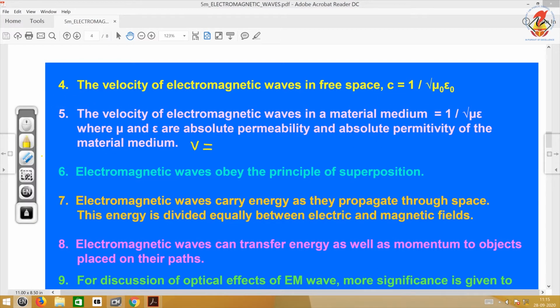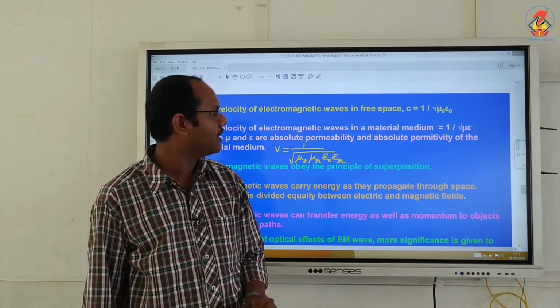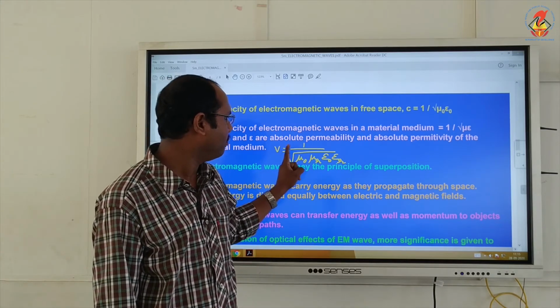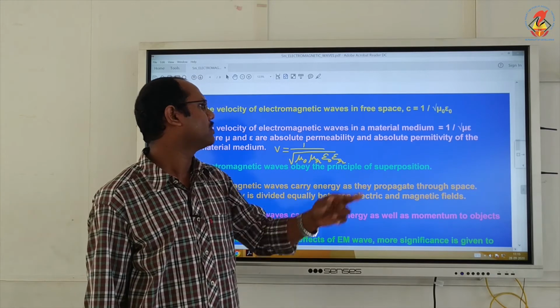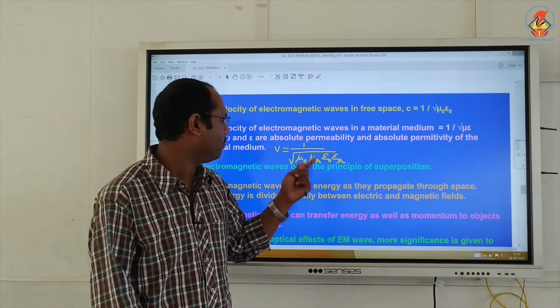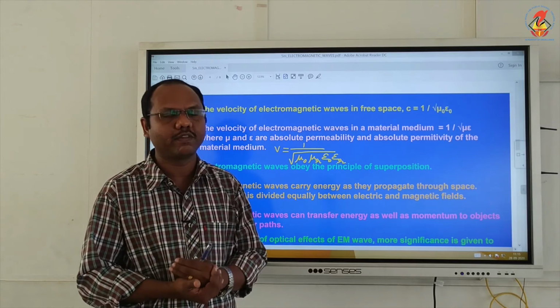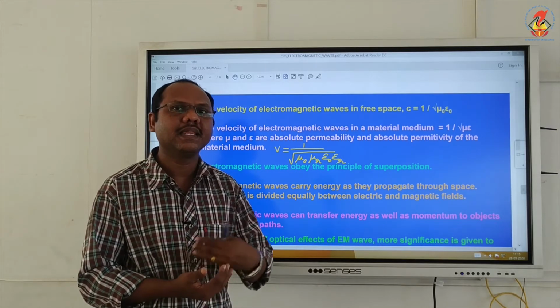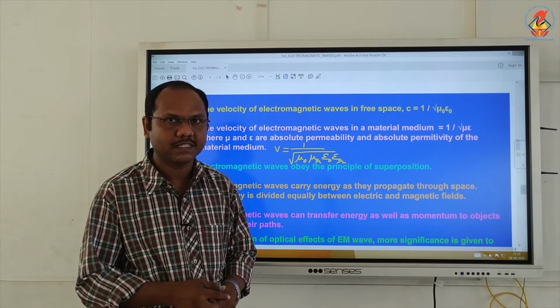V is equal to 1 by root of, instead of mu, I can write mu 0 into mu r, and instead of epsilon, I can write epsilon 0 into epsilon r. Therefore, the equation can be written as V is equal to 1 by root of mu 0 mu r epsilon 0 epsilon r. You already know mu r is the relative permeability of the medium, and epsilon r is the relative permittivity of the medium.